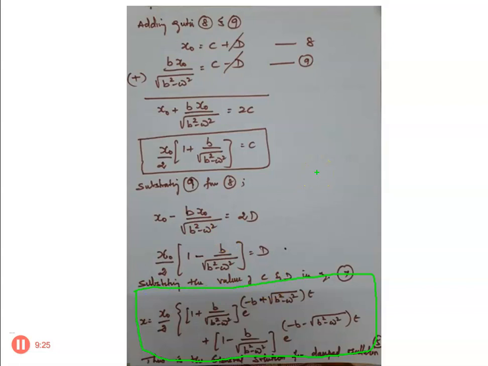So x is equal to x naught by 2 into 1 plus b by square root of b square minus omega square into e power minus b plus square root of b square minus omega square into t, plus 1 minus b by square root of b square minus omega square into e power minus b minus square root of b square minus omega square into t.